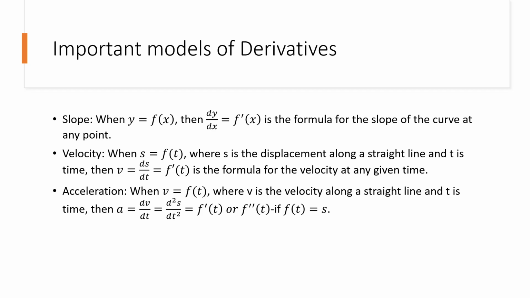Then we have acceleration. When v is equal to f of t, where v is the velocity along the straight line and t is time, then acceleration is equal to the derivative of velocity with respect to time, or simply the second derivative of displacement with respect to time. Those are the models that we need to remember for us to solve problems involving rates of change.